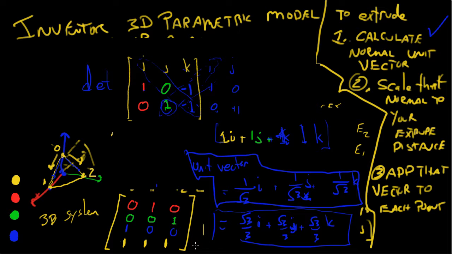We're going to go 3 up. Therefore, our vector, when we scale it up by 3, we're going to add the square root of 3 over i plus the square root of 3 over j plus the square root of 3 over k to each of our components, and that will get us the second set of points in our extrude distance.